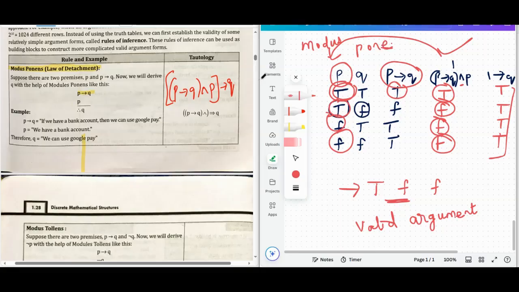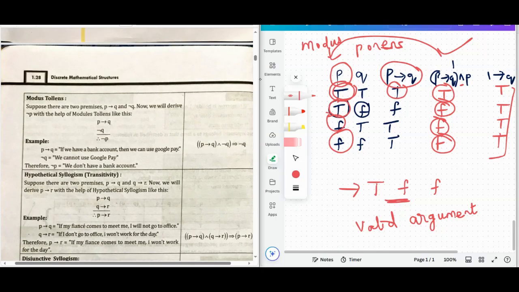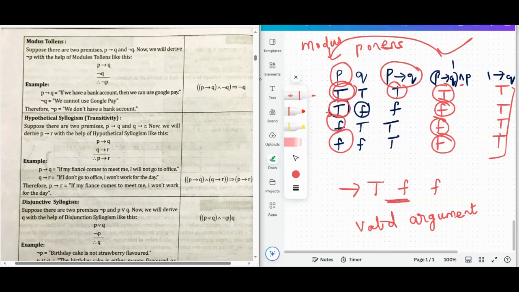Modus ponens law. Okay, then moving on with the second law, the second one is modus tollens law. What is meant by modus tollens law?